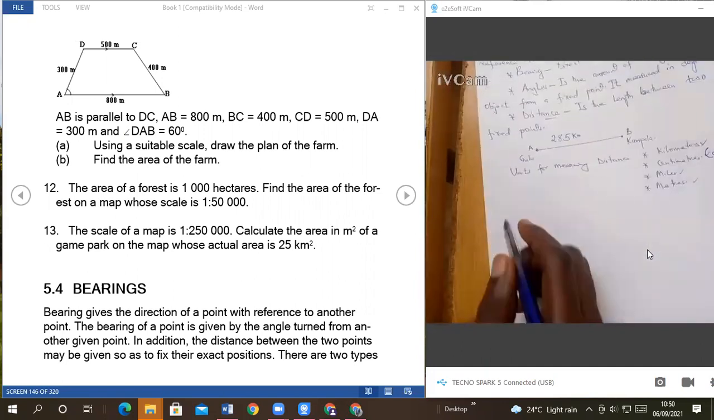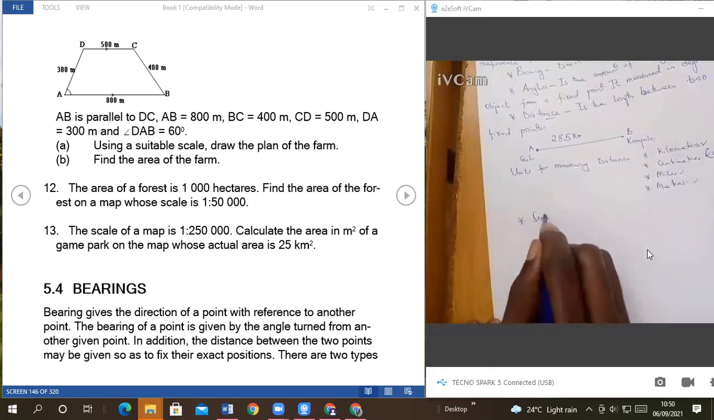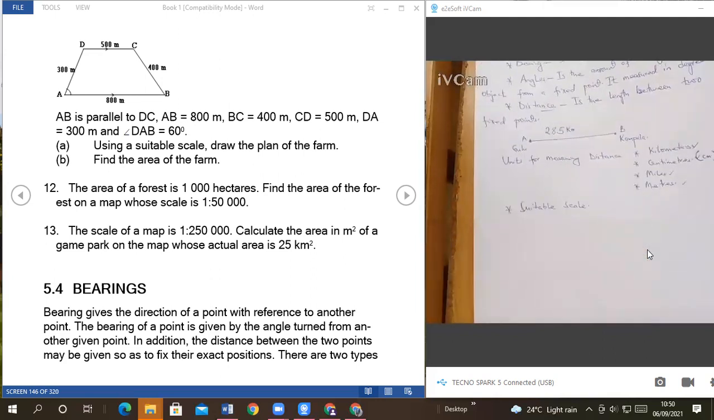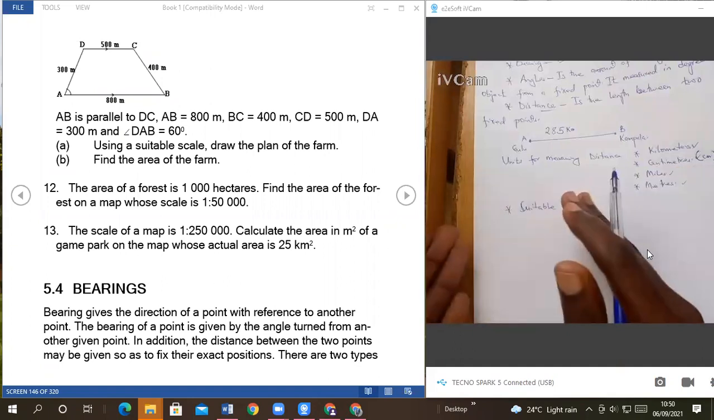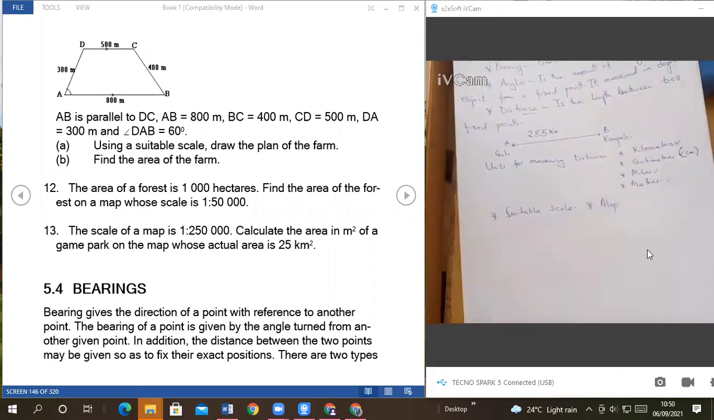Another thing you have to take note of when you are taking bearing is a suitable scale. You must also be in a position to take a scale, because when we are given a problem in our day-to-day life, take for example, someone is in Chibale and you want to come to Kampala, the distance is big, but I can draw it in a simple sketch by using a scale. That's why we are able to draw a map.